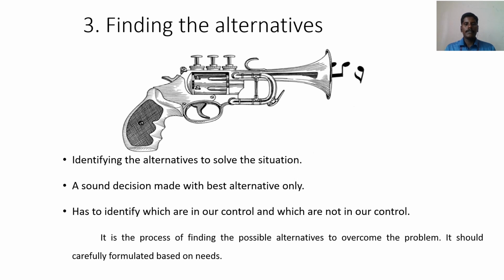And the third step is finding the alternatives. A problem has n number of solutions, so we need to identify different alternatives. What are the possible solutions to overcome such an issue? So we are identifying different possibilities to solve such issues. That is the third step in decision making.